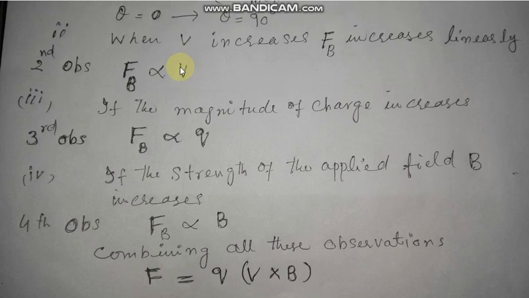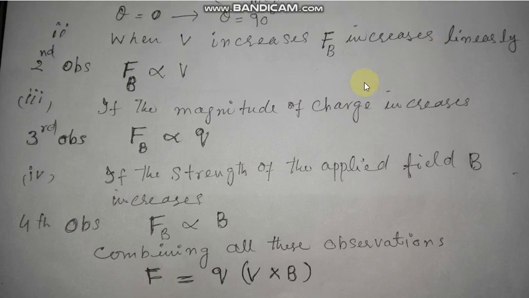So in this case, the observation which we get, or the result which we get, is that the magnetic force acting on the charged particle increases linearly with the velocity. For greater velocity, the force is larger, and for smaller velocity, the force is accordingly smaller.